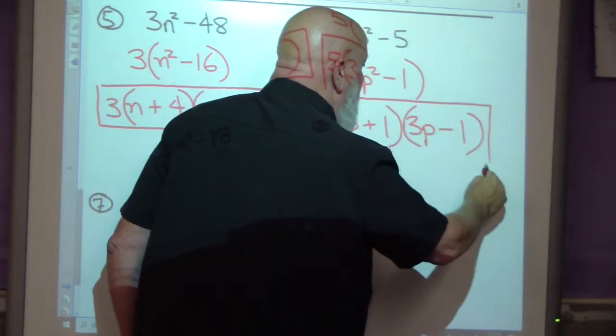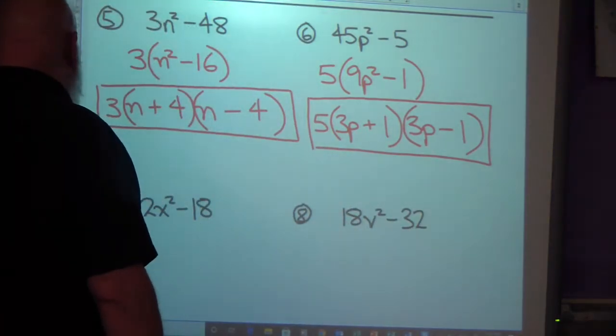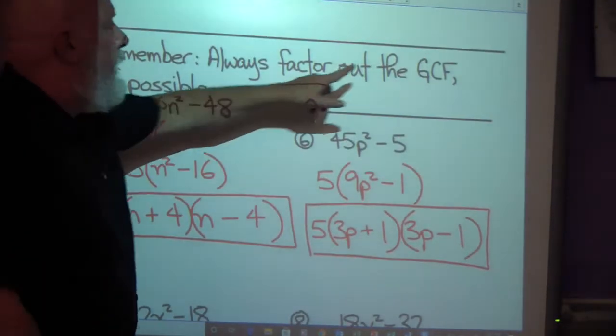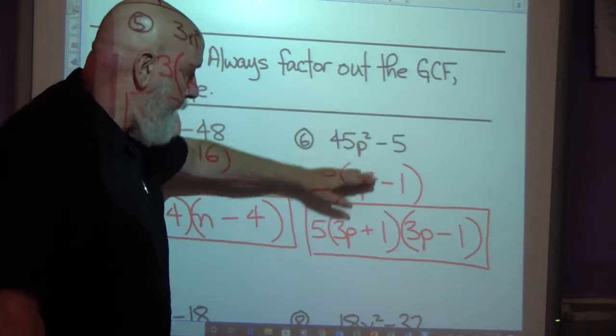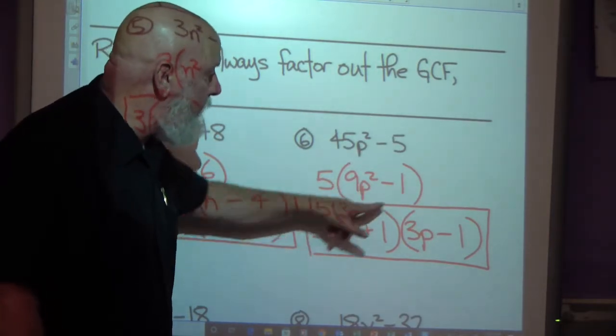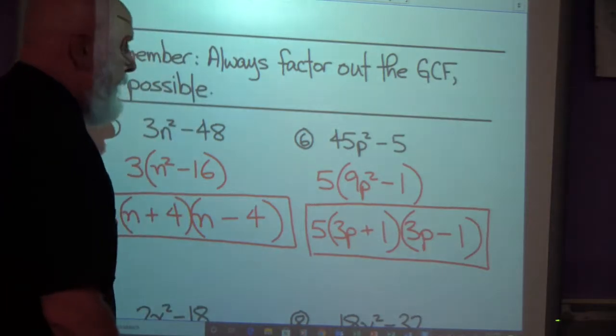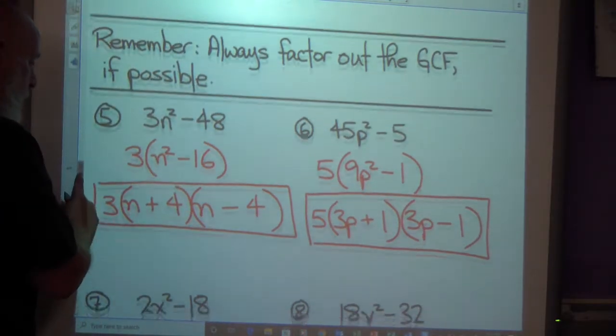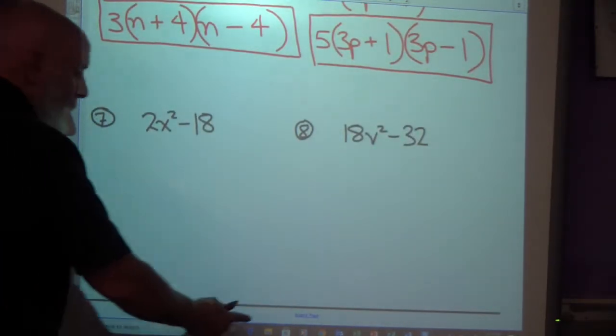First I factored out the greatest common factor, which was a 5 in this case. And then I said, hey, that's a difference of squares also. So I factored it using the difference of squares pattern. Okay. And the last one, well, I got 2 more. All right, yay.